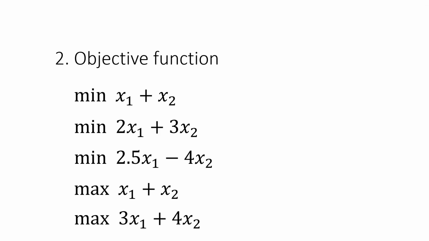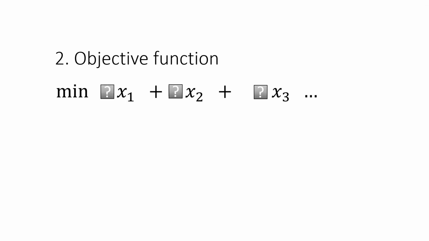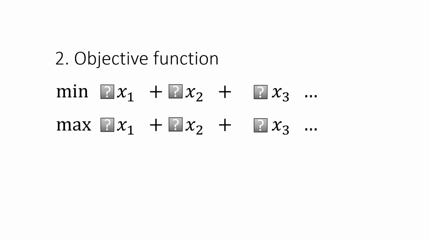No. You're only allowed to use objective functions that look as follows. Let's say you want to minimize some number, where I put the question mark here, times the first variable, x1 in my case, plus some other number that you can choose, marked by this question mark here, times the second variable, x2, plus some other number times x3, and so on. Or you can maximize the same thing.